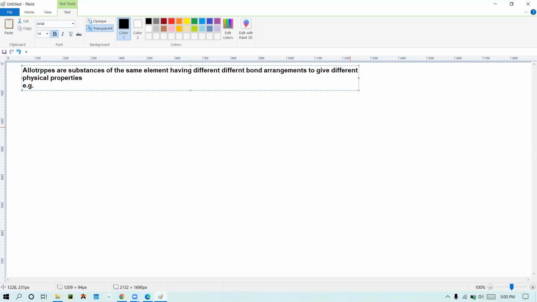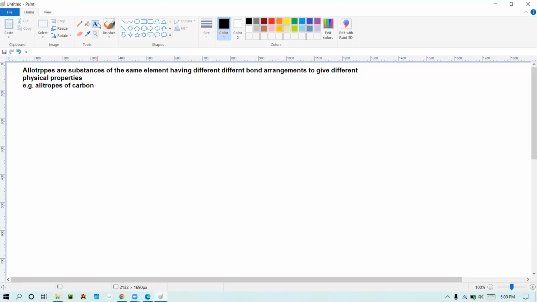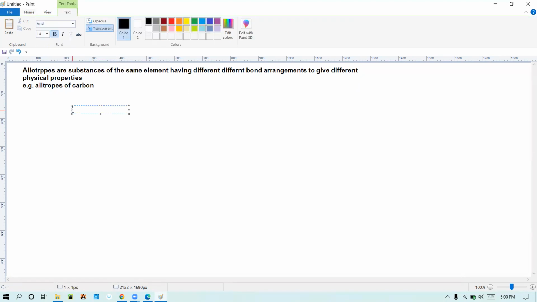Now, I can talk about examples for allotropes of carbon. Allotropes of carbon fall in 3 categories. The first one is diamond. And then we have graphite. Diamond, graphite. And we go to the next one, they are called fullerenes.